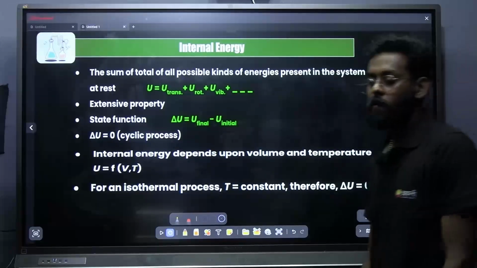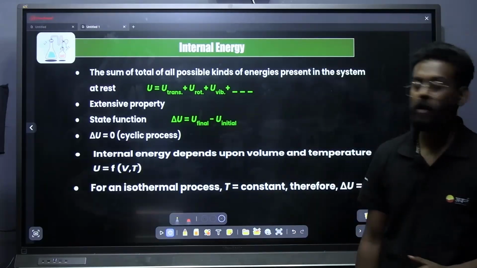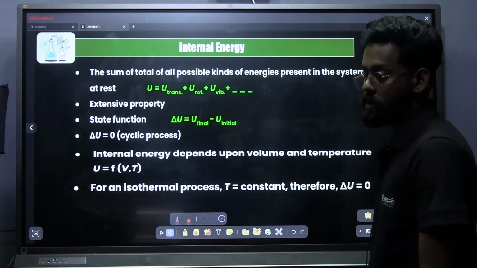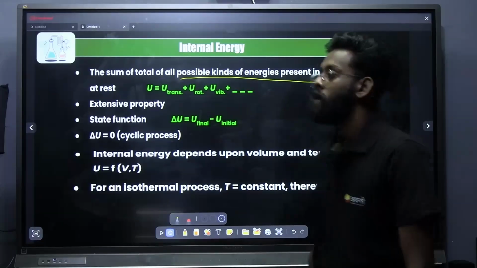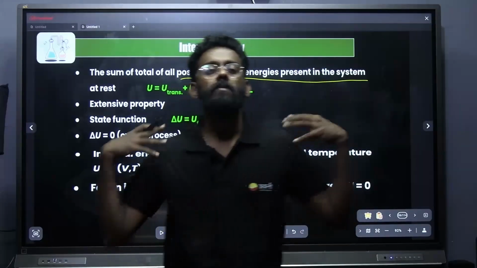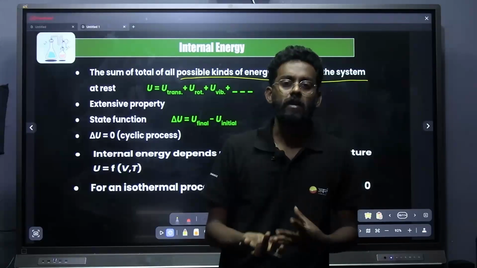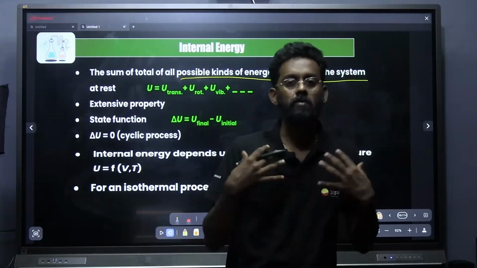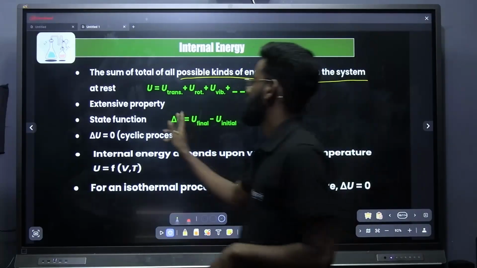Okay. Now we will be moving into the first law of thermodynamics after discussing two important state functions. First one is internal energy. Internal energy is the sum total of all possible kinds of energy present in a system. That is, if I am a system, whatever energy is present in me, that is rotational, kinetic, vibrational, potential, whatever energy is associated with me, that is the internal energy of a system. And it is an extensive property.